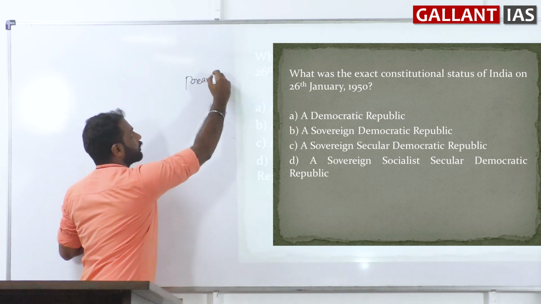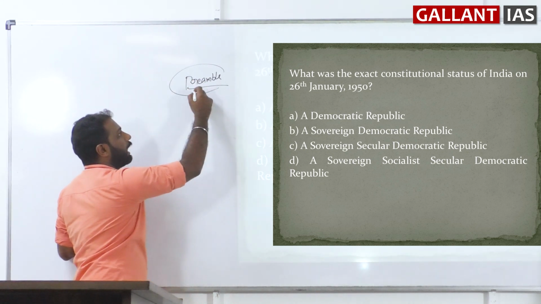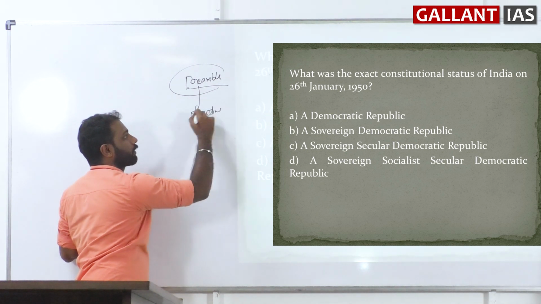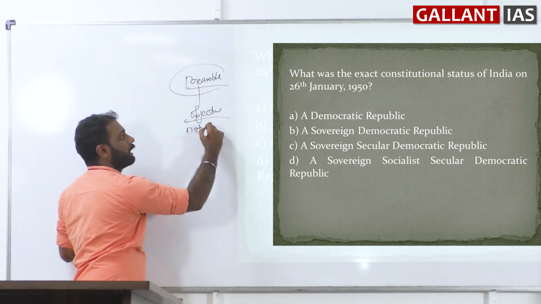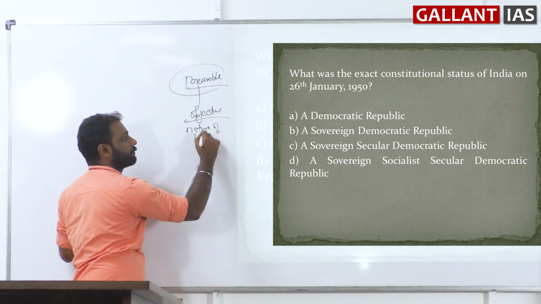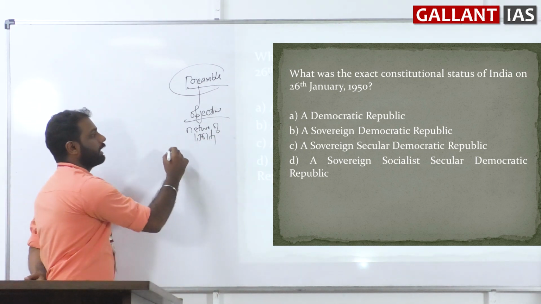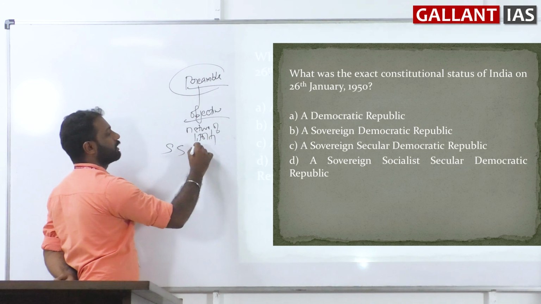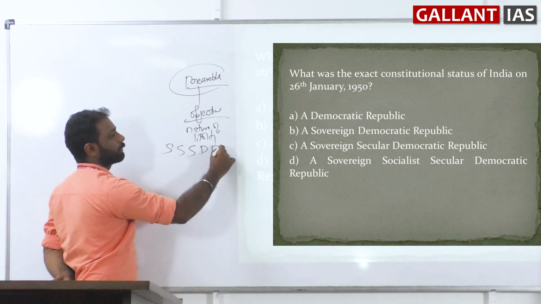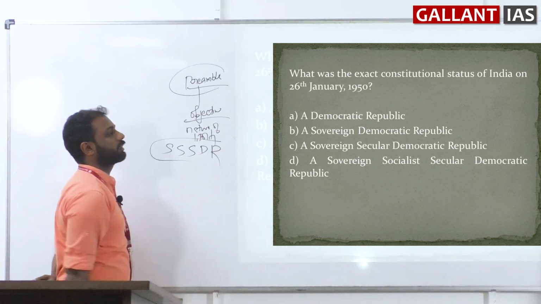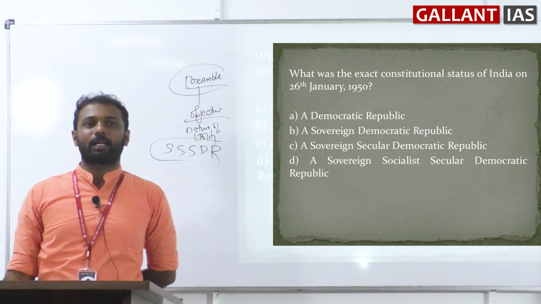We have an introductory part to the constitution called the preamble, and this talks about the objectives of the Indian constitution, and it talks about the nature of Indian polity. In this preamble, currently it says that India is a sovereign, socialist, secular, democratic republic.